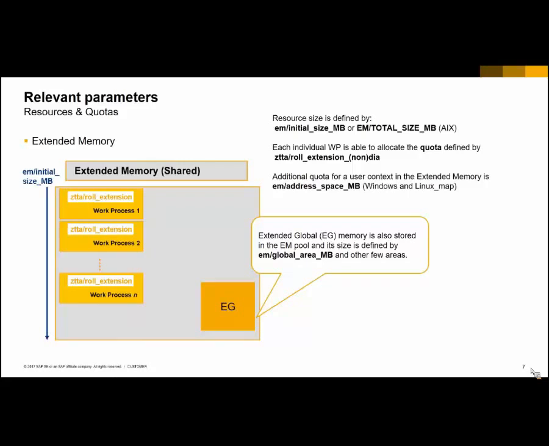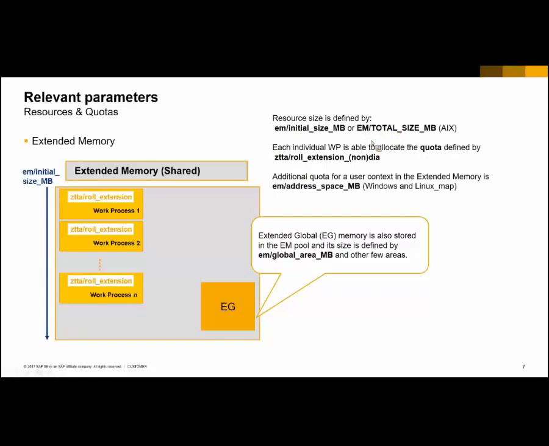Management of this memory area is performed directly by the SAP system and not by the operating system. Its size is defined by profile parameter em/initial_size_MB, except on AIX servers, where the extended memory limit is set by parameter em/total_size_MB.